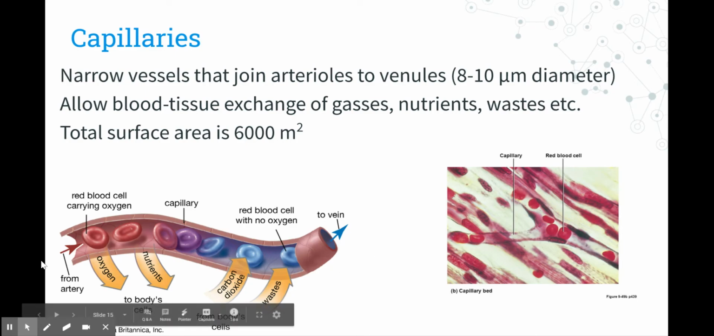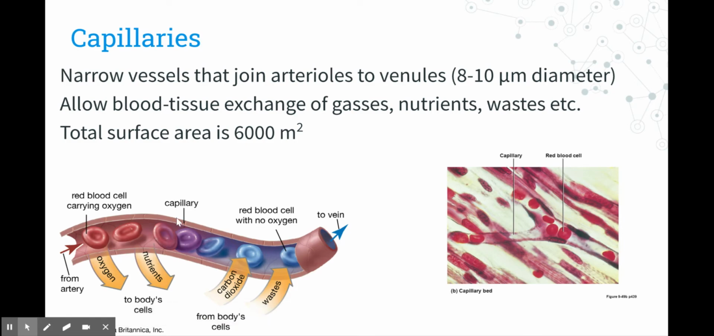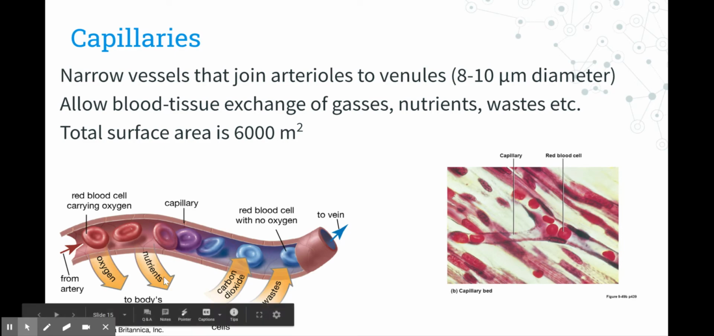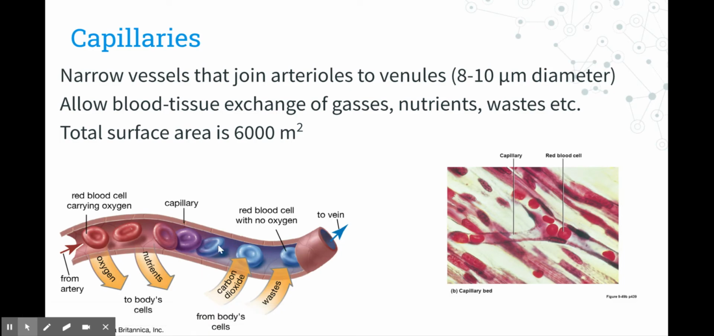You can see here, shown in red, this oxygen-rich arterial blood flowing into the capillary. As the blood flow slows down and the capillary walls are in close contact with the blood cells, the oxygen starts to diffuse out of those blood cells, and carbon dioxide and other wastes diffuse into those blood cells and then are returned to the heart through the veins.